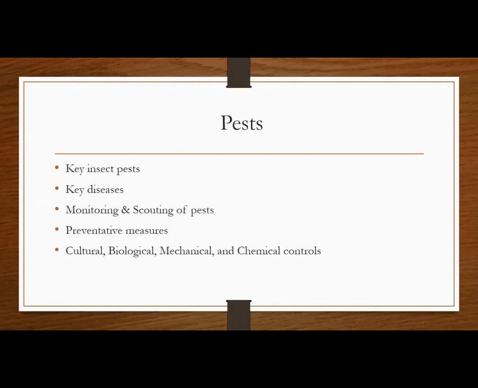What are the key pests and diseases of the plant? These are listed almost in every case. How do you monitor and scout for those pests? How do you prevent the pests? How do you control them? Again, that could be a page in your report. You don't have to go into incredible detail on this. Just make sure that you're covering the basics of what the key pests are.